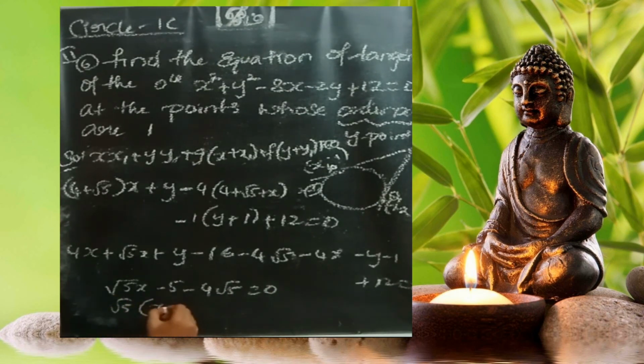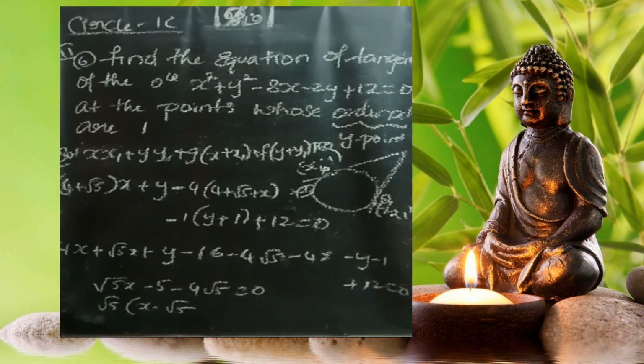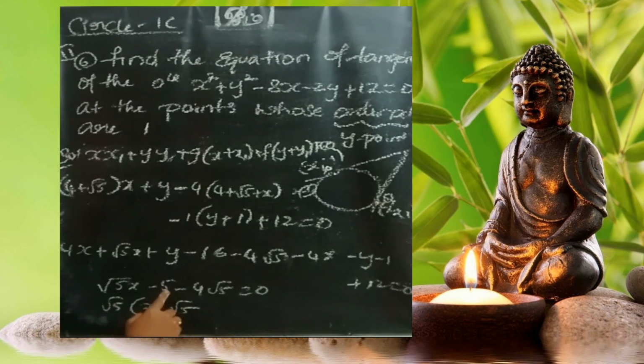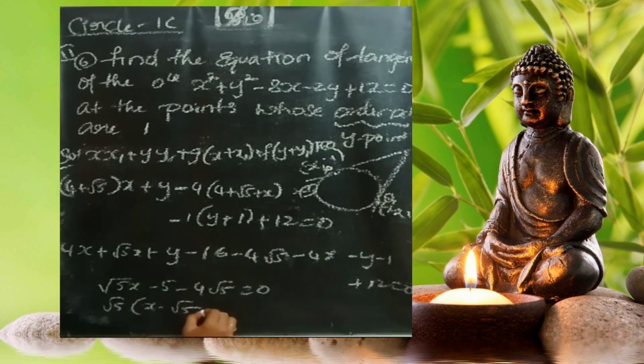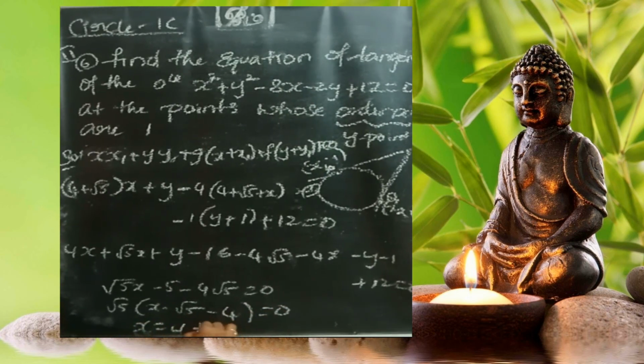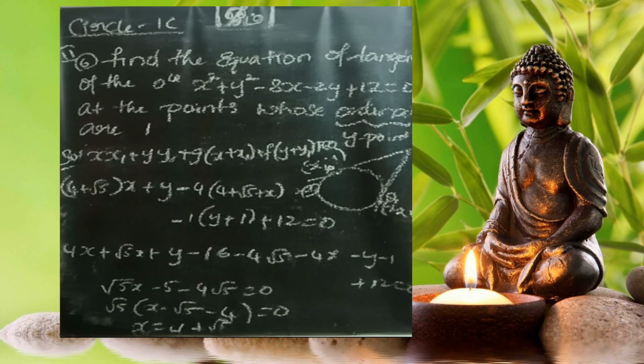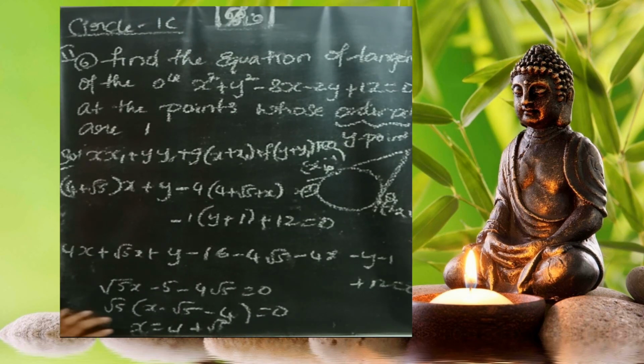So root 5 x equals 5 plus 4 root 5. To get 5 from root 5, we have to multiply by root 5, because root 5 into root 5 is 5. So here x equals 4 plus root 5. Now we have found one equation of a tangent. Now we have to substitute the other point, that means the Q point, in this equation and find the other equation.